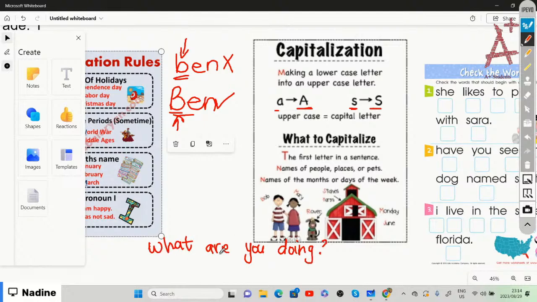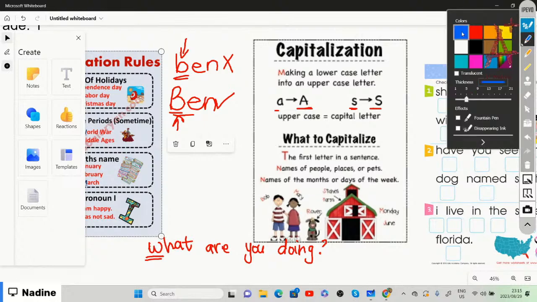So basically, what are you doing is a question that's being asked, right? But this is also in the form of a sentence. Which means that the first letter of this sentence or question needs to be written in uppercase, meaning a capital letter. So we are going to change the first letter, which is W, and write it with a capital letter, or uppercase. So now we say, What are you doing?